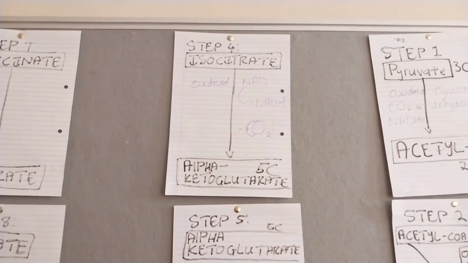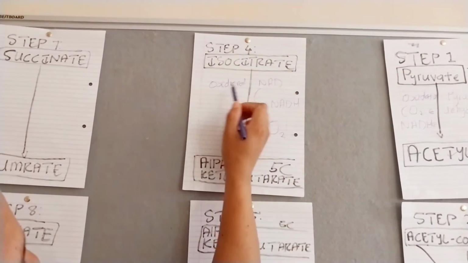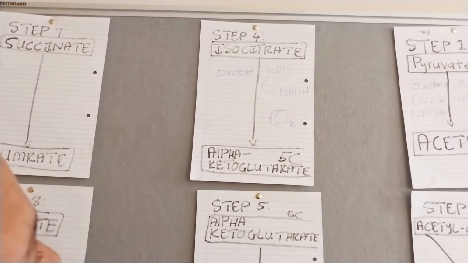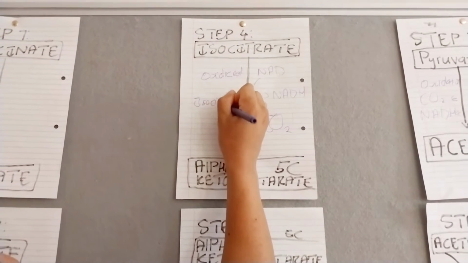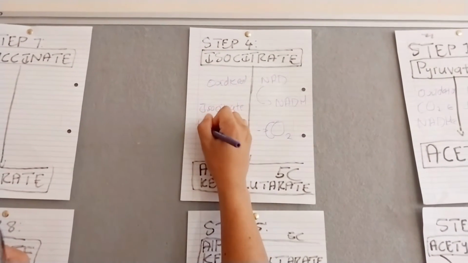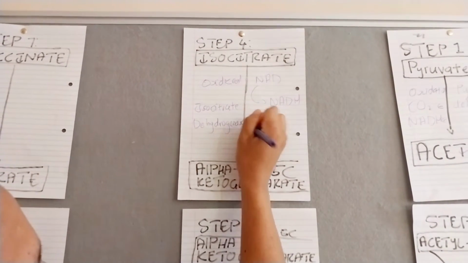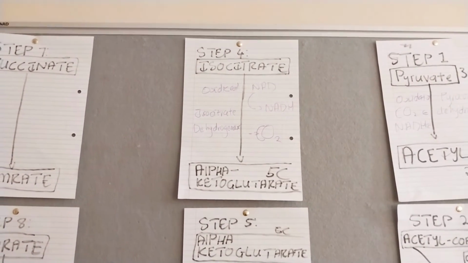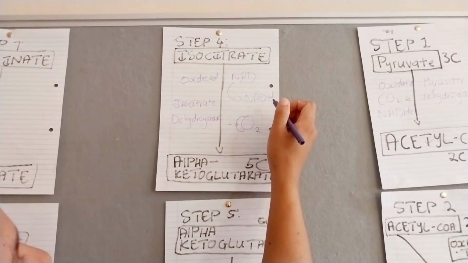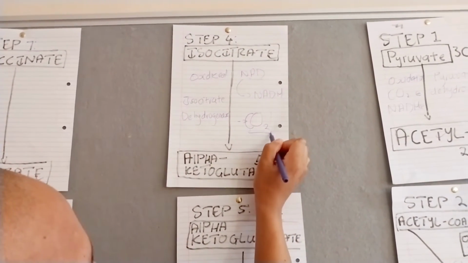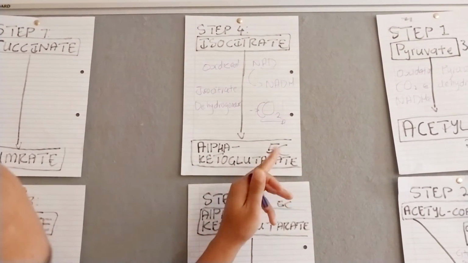Good. Now we move into the fourth step of the Krebs cycle. In this step, isocitrate is oxidized into alpha ketoglutarate under an enzyme called isocitrate dehydrogenase. What we get from this fourth step is that NAD is converted into NADH, and CO2 is also produced, and we get alpha ketoglutarate, which has 5 carbon compounds.